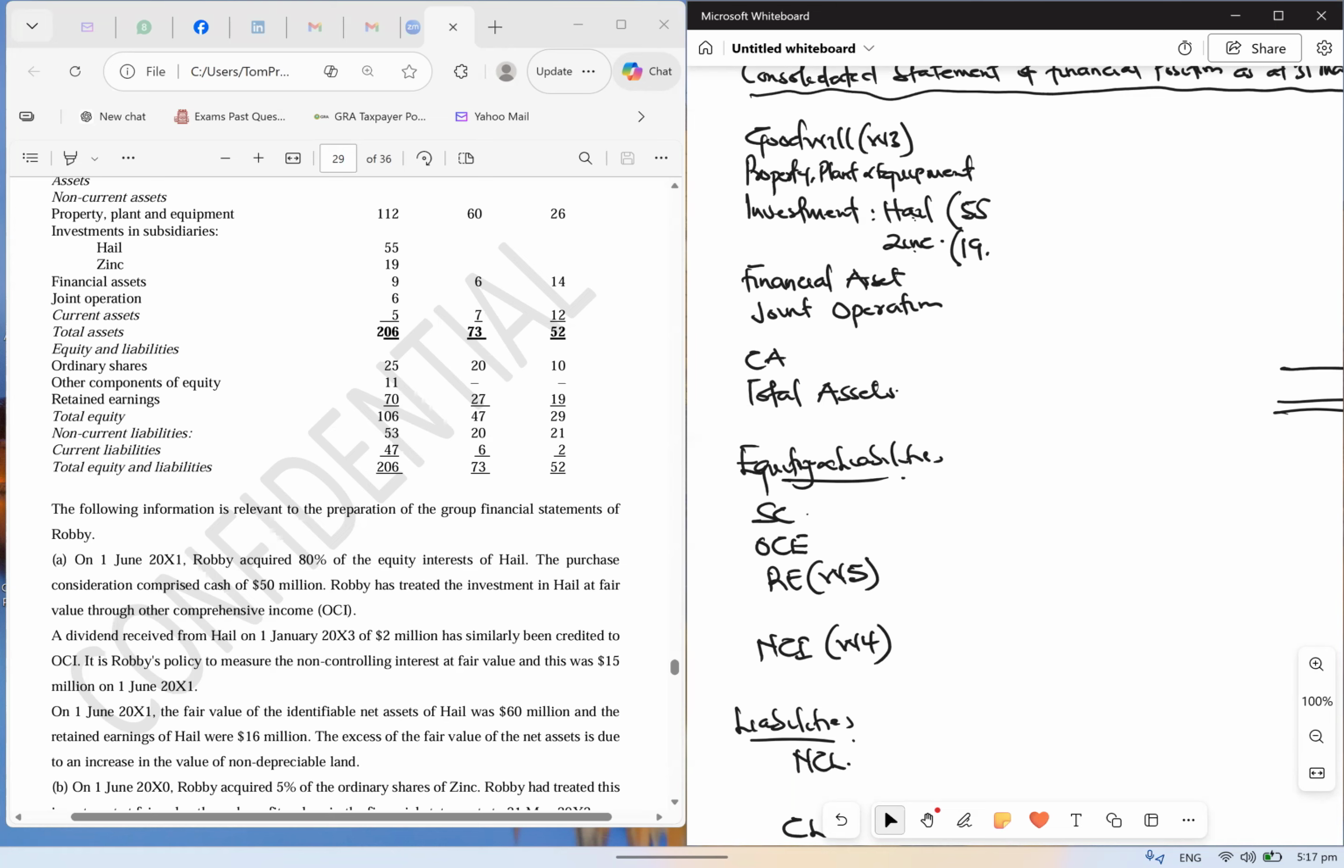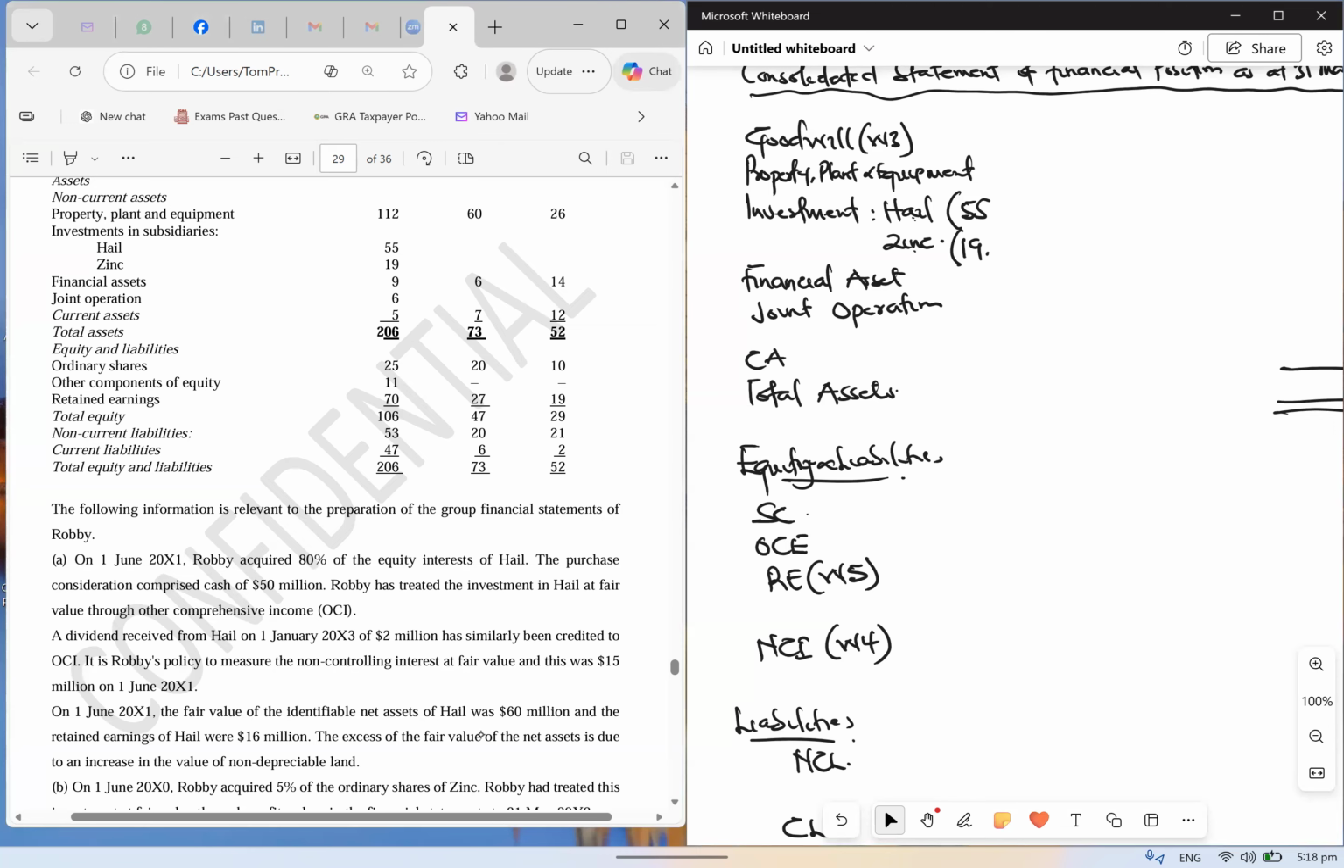I hope you know that. You can't be paying yourself dividends. All right. So in Robbie, policy is to measure NCI at fair value, 15, on 1st June when they bought the company. On June X1, the fair value of the identifiable net assets was 60 and the retained earnings was 16. Excess of fair value of net assets is due to increase in non-depreciable land.